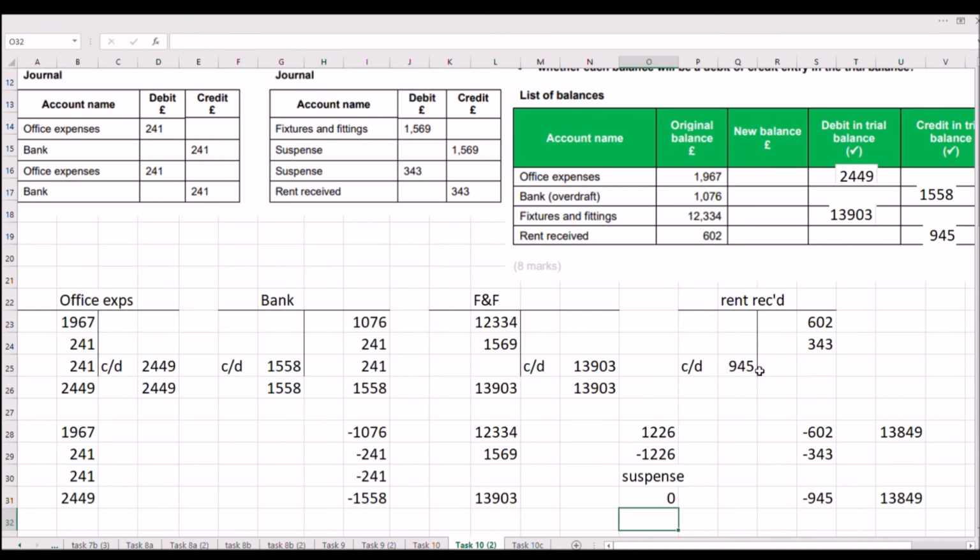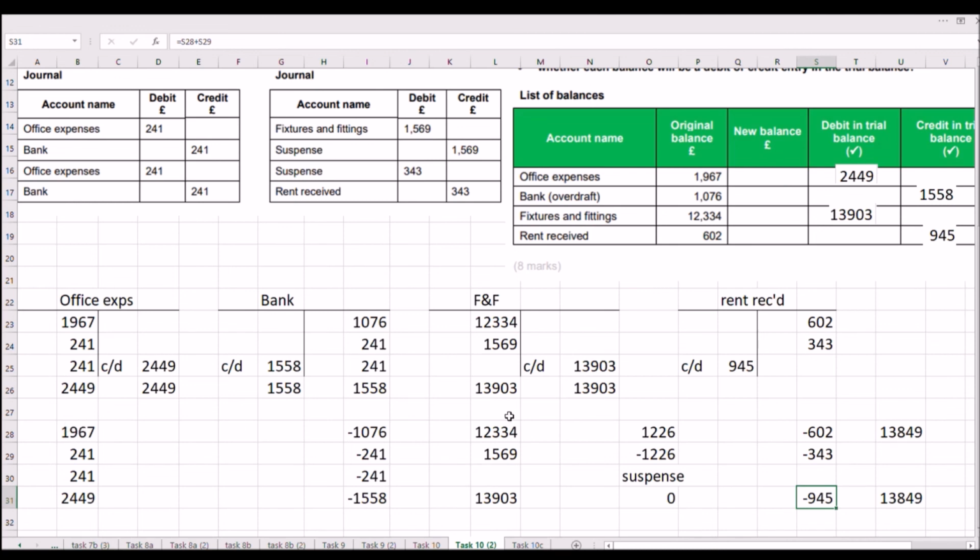And that means that I've got a debit carried down, a credit brought down, so a credit balance there, 945. And again, if I do it with this accounting convention where credits are minuses, I've got to start off with minus 602. I post a minus 343 and I've got 945 there. So this would be how it would look in a digital accounting system.